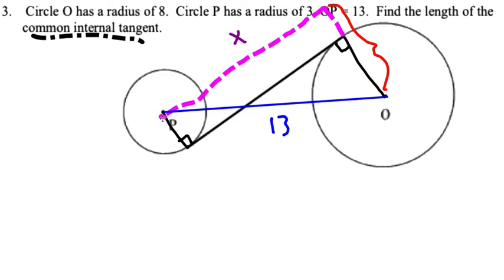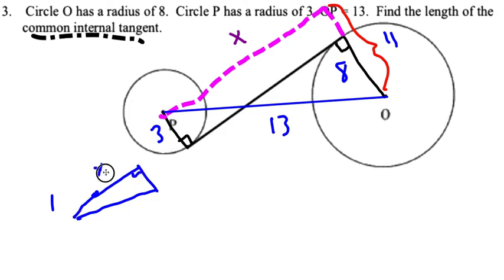Now, they tell us that the radius of the small circle is 3, and the radius of the other circle is 8. What does that mean? This side is 8 plus 3, or 11. So what we've got is a right triangle, and I'm just going to pull that out, where there's my right angle. This side matches to the 11, which is over here, and this side is 13.